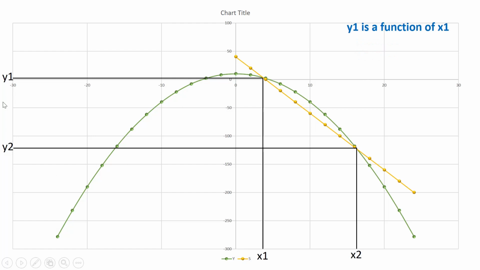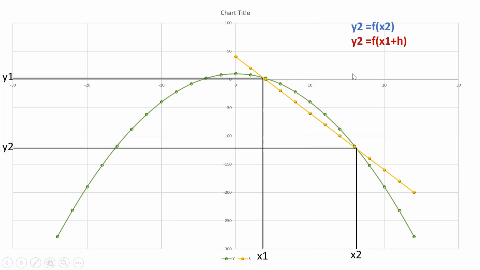Now, we want to talk about y. y1 is a function of x1. Let's keep in mind y1 is equal to f of x1. In the same way, y2 is a function of x2, which we write as this mathematically. But as we saw earlier, we said x2 is the same as x1 plus h. So now our y2 is f of x1 plus h. Let's keep this also in mind.